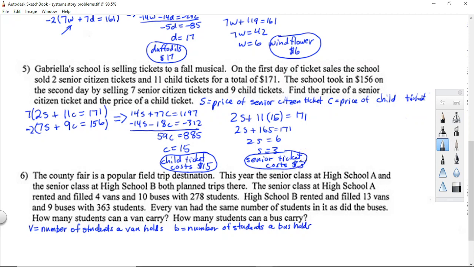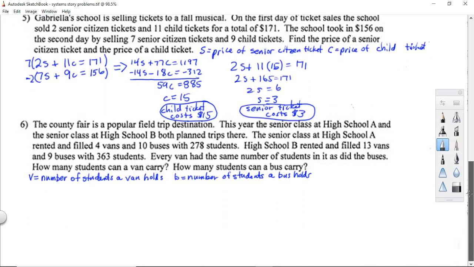So the last one, County Fair is a popular field trip destination. This year the senior class at High School A and the senior class at High School B both planned trips there. The senior class at High School A rented and filled 4 vans and 10 buses with 278 students. High School B rented and filled 13 vans and 9 buses with 363 students.